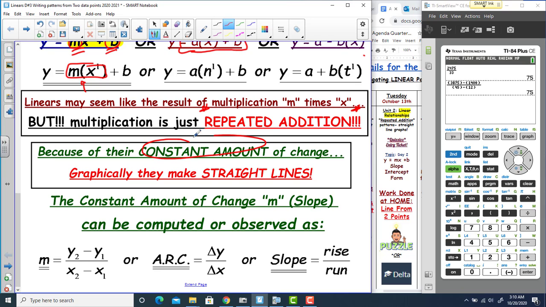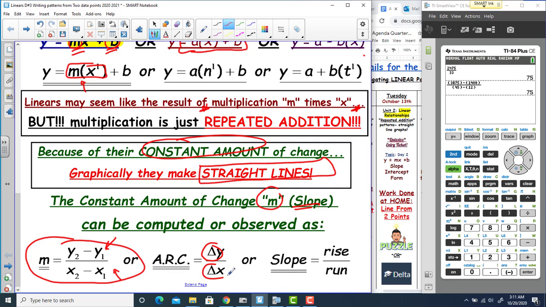Because of the constant amount being added over and over again, the graph is going to appear as a straight line. That's going to change as we get to some of the more complicated relationships moving forward. But for now, this is some really easy stuff. The constant amount of change is known graphically as the slope. We identify it as the variable m, and it can be computed or observed as the difference in y's over the difference in x's, where y is what we're measuring or observing, and x 90% of the time will be time. It's sometimes called the average rate of change, the slope, because we're looking at the change in measurement amounts y over the change in x.